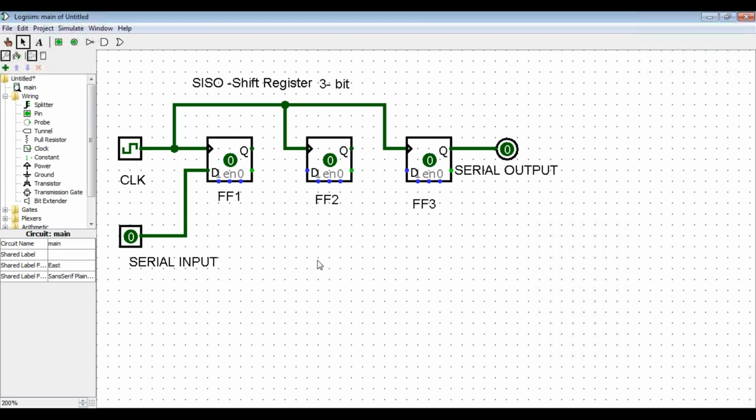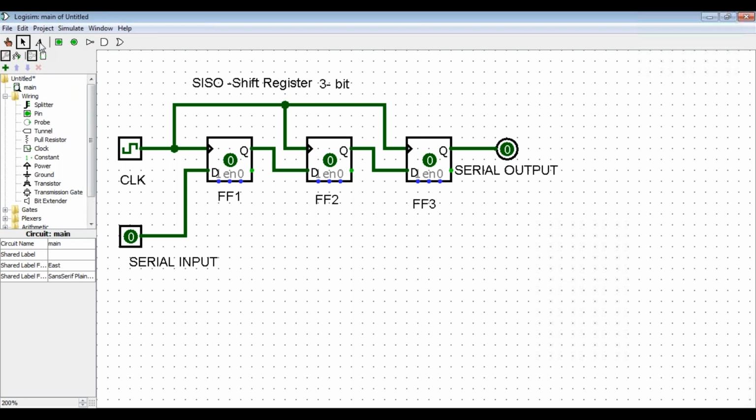Next the output of my first flip-flop will be the input of the next flip-flop, and the output of your second flip-flop will be the input of your third flip-flop. Now the circuit connection is over.